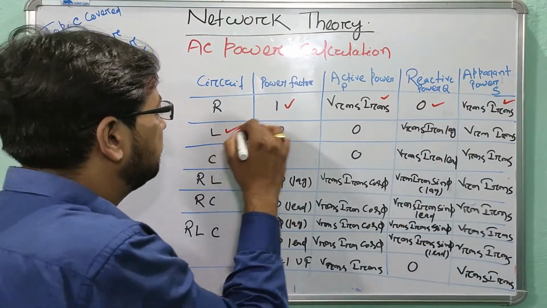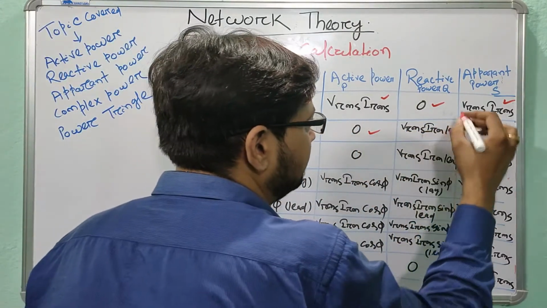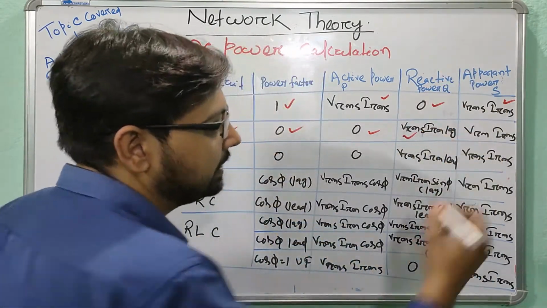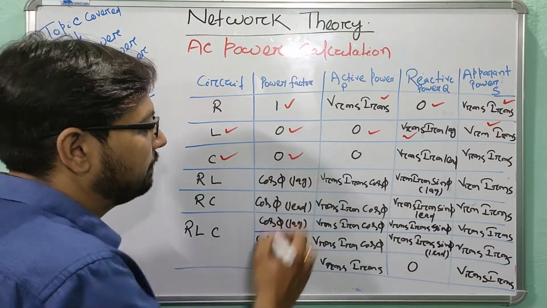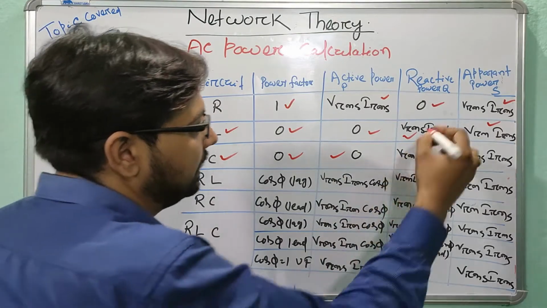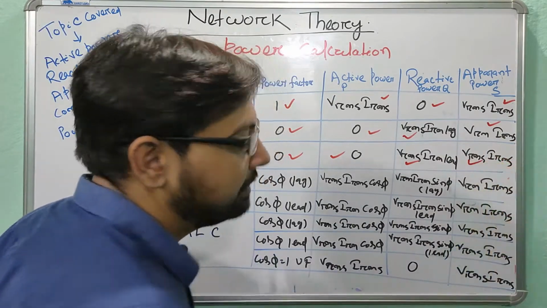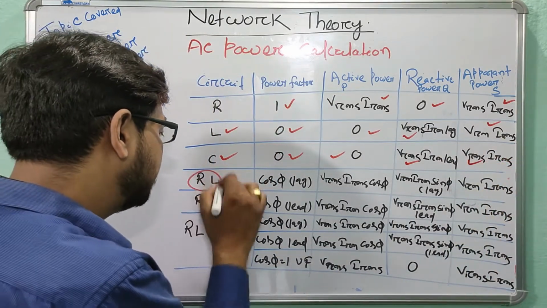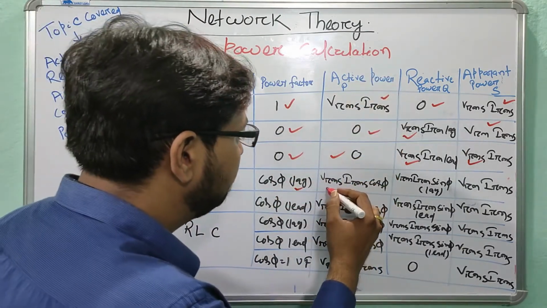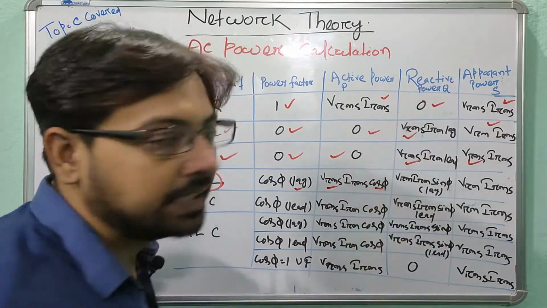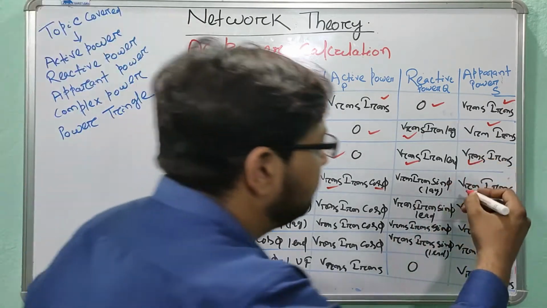Now for the L circuit, power factor is 0, active power is 0, reactive power is Vrms Irms lagging, and apparent power is Vrms Irms. For a pure capacitive circuit, power factor is 0, active power is 0, reactive power is Vrms Irms leading, and apparent power is Vrms Irms. Now for the RL circuit, power factor is cos phi lag, active power is Vrms Irms cos phi, reactive power is Vrms Irms sin phi lag, and apparent power is the same Vrms Irms.